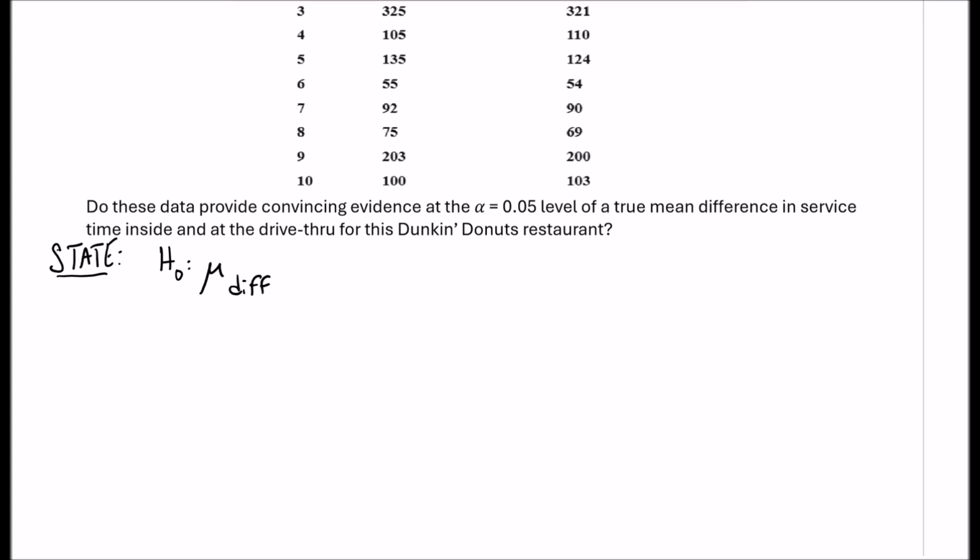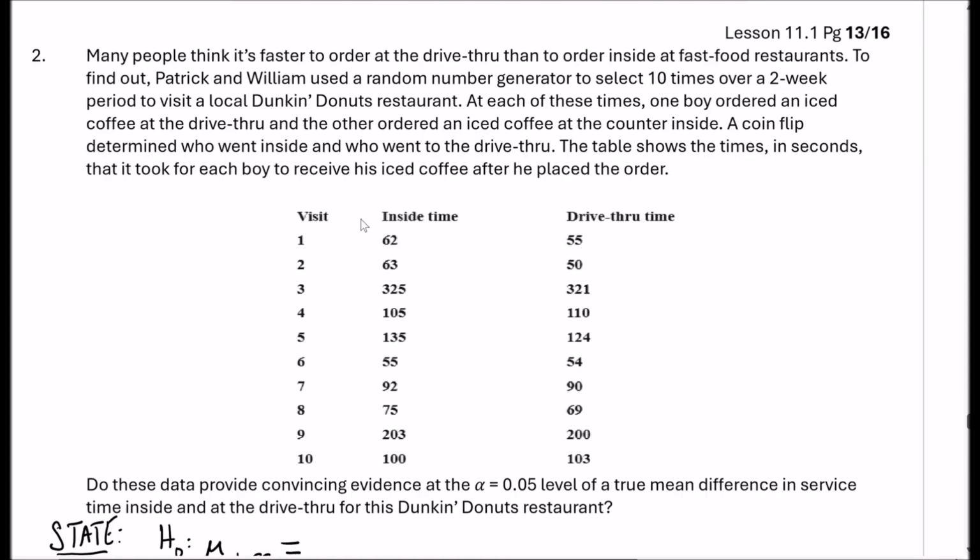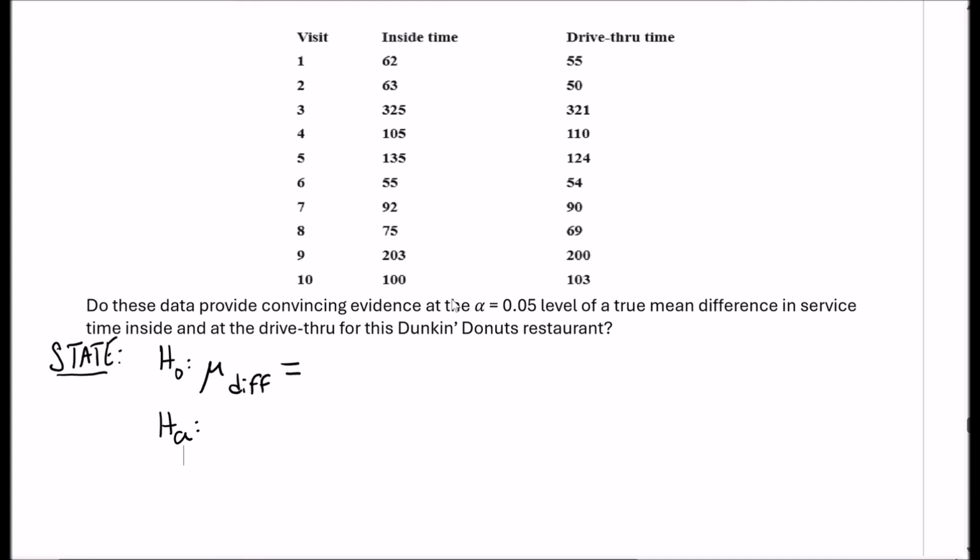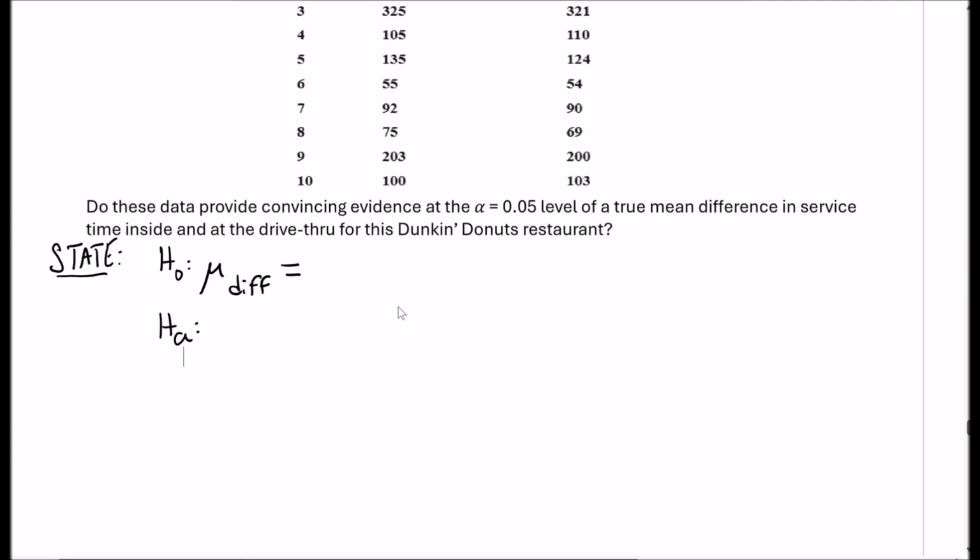So we know we're dealing with a mean difference, right? So I'm going to do mu difference equals, and then we got our HA. And it says that of a true mean difference. Okay, is there convincing evidence of a true mean difference in the service times? So that means that there is no difference in the null hypothesis. There's no difference, right? And then for the alternative, we're going to say there is a difference, right?